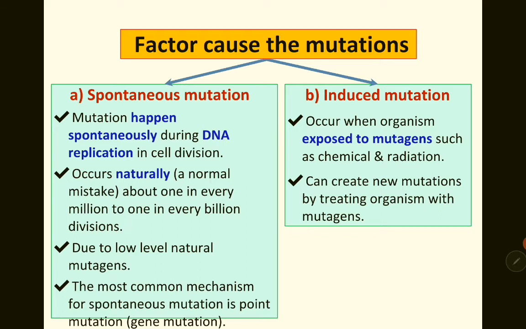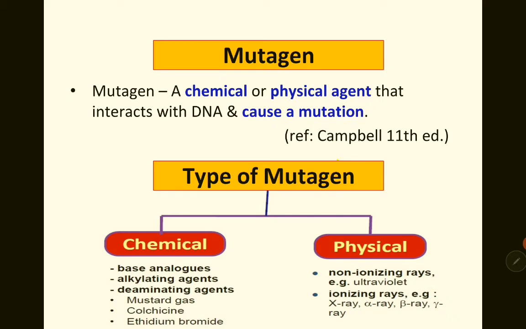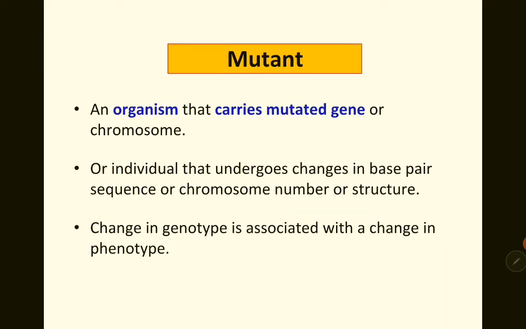Spontaneous mutation occurs spontaneously during the process of DNA replication. It is a natural process. Induced mutation occurs when the organism is exposed to a mutagen, for example chemical or radiation. A mutagen is a kind of chemical or physical agent that will cause mutation. So we have 2 types of mutagen, either chemical or physical. Any organism which carries a mutated gene is known as a mutant.